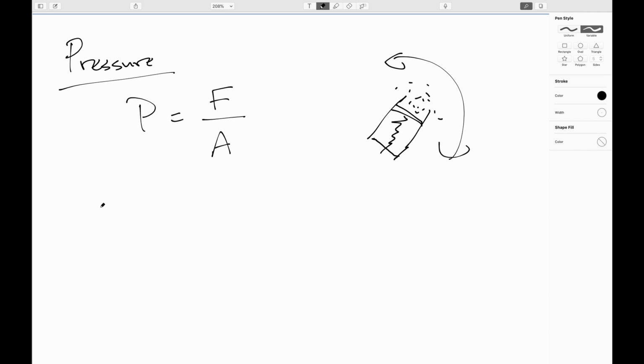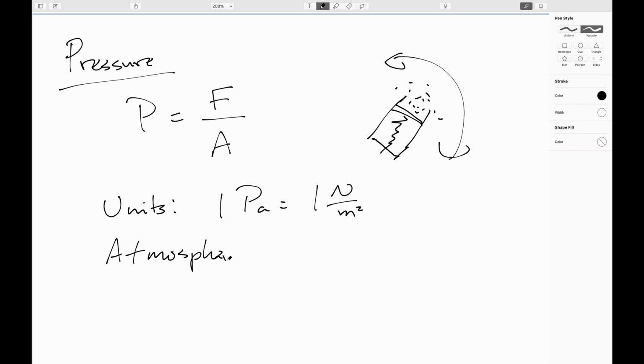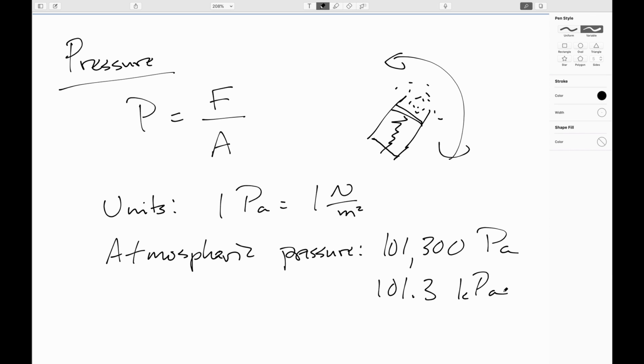So again, just by way of review from before, the unit of pressure used in SI is the Pascal, which is 1 Newton per square meter. This turns out to be a rather small unit of pressure. By comparison, atmospheric pressure is 101,300 pascals, or equivalently 101.3 kilopascals.